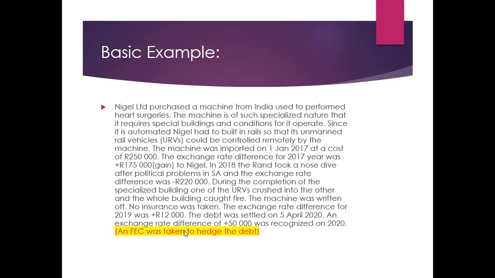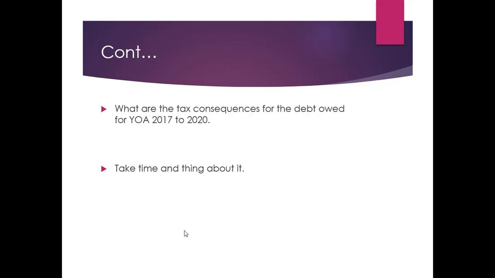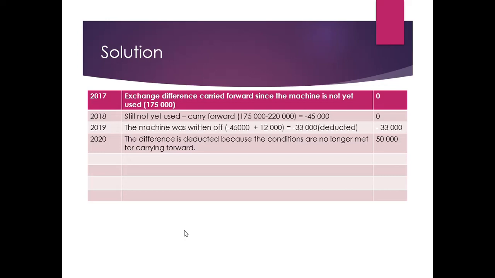So let's check out how we do that. We need to work out the tax consequences from the 2017 to the 2020 year of assessment. It is important that you sit down, read your act at this moment and try to figure out what exactly happened before you continue to check how exactly you are required to do it. Now in the 2017 year of assessment, he bought that machine, but it wasn't in use yet. So the exchange difference should be carried forward as it is not yet used, that is 175,000.